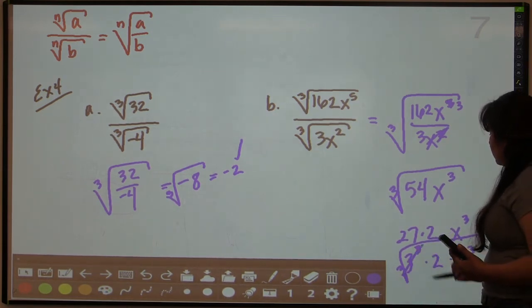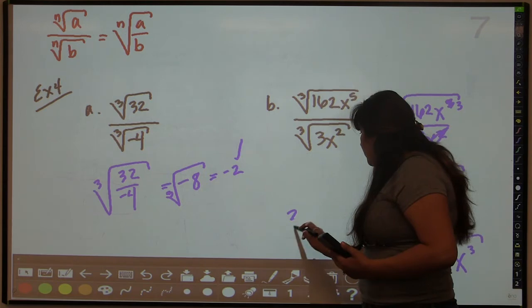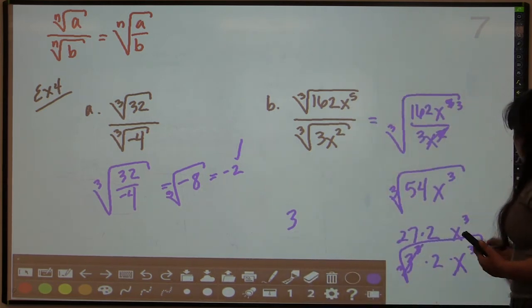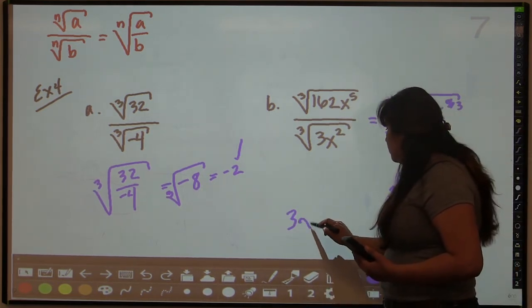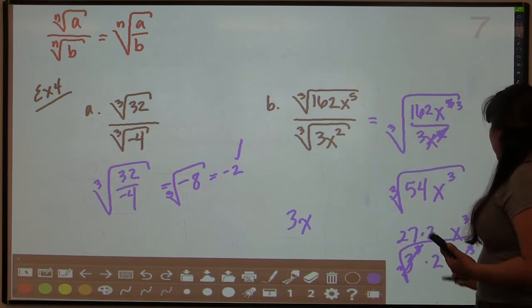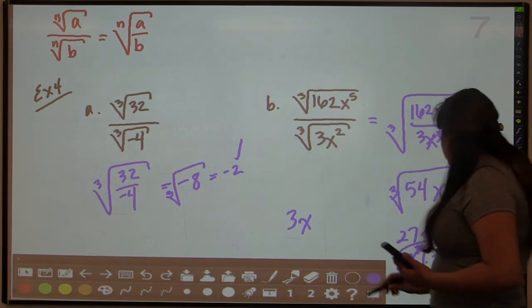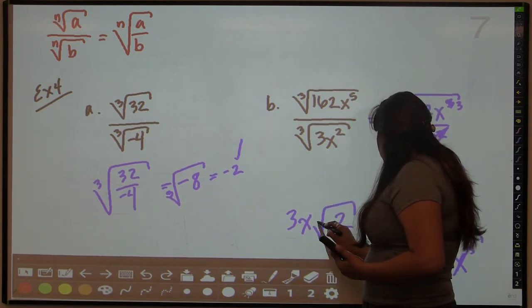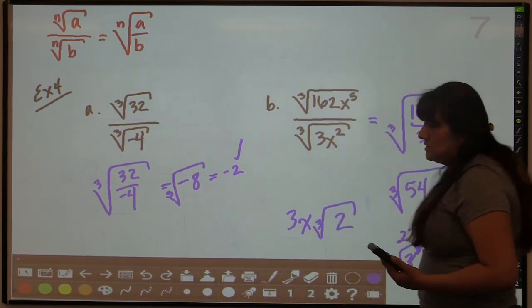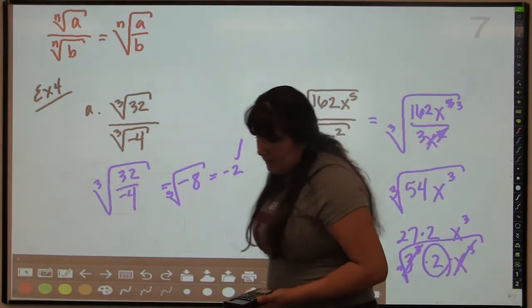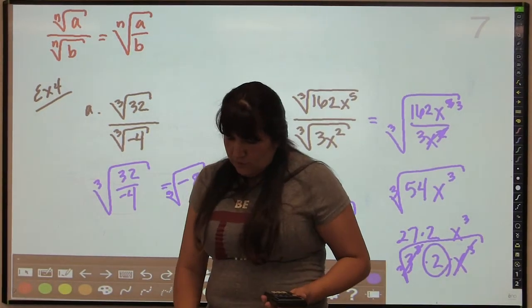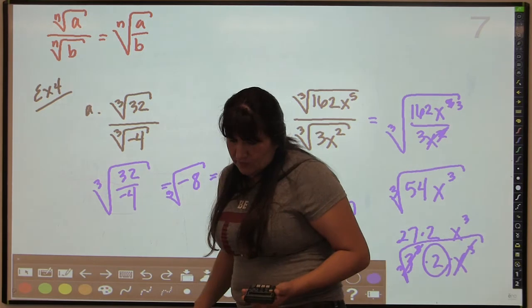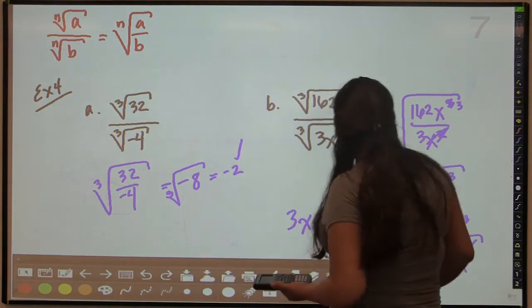So this 3 cubed will come out as a 3. The x cubed will come out as an x. And the only thing that stays inside is the 2 because it doesn't have a cube exponent on it. So there we go. 3x cubed root 2 is our answer for part B. Alrighty, so this is our answer there.